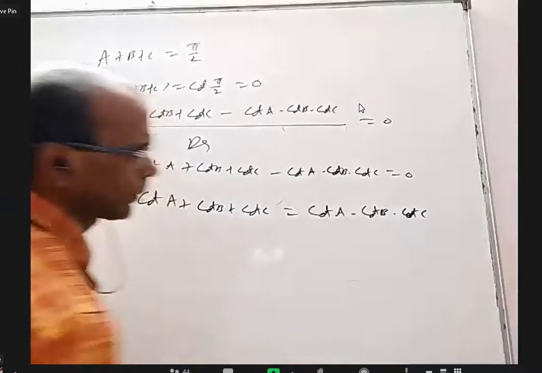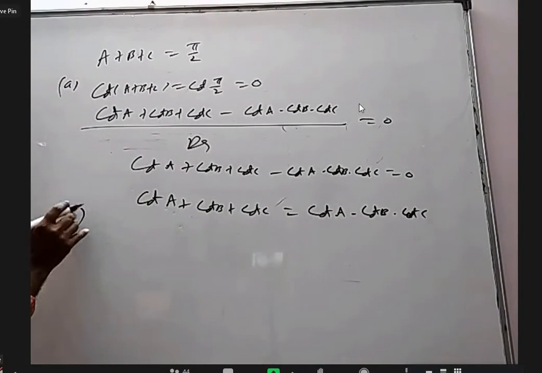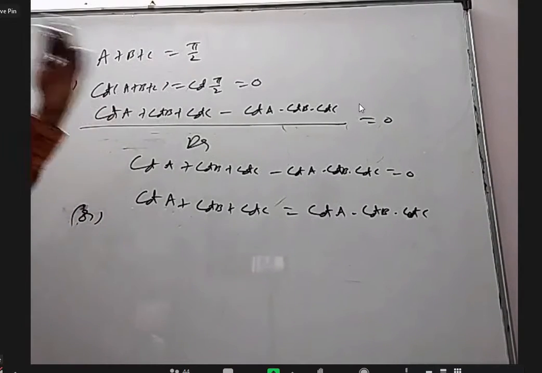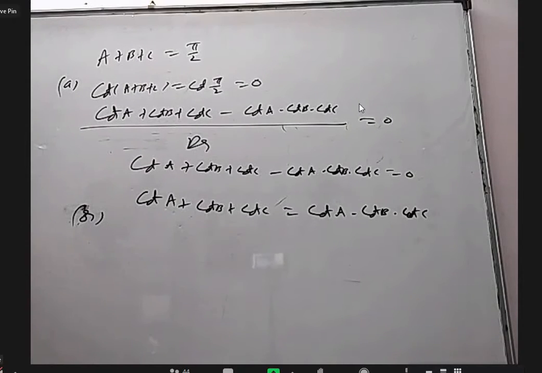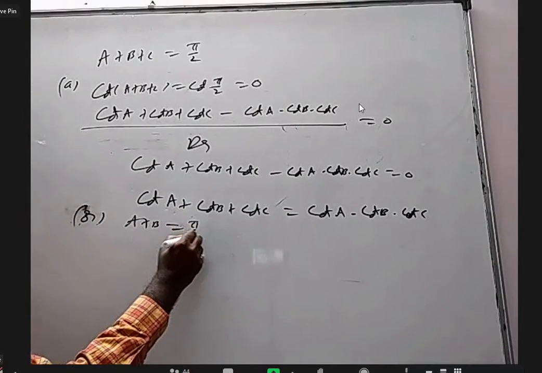You will get cot a plus cot b plus cot c is equal to cot a into cot b into cot c. So similar to when a plus b plus c some property, we'll apply tan like that. Yeah, when it is 180 degrees, we applied tan, we got some result. We applied cot, we got one result. The same way it is for 90. Yeah, otherwise, you can see that side, you can write a plus b equal to pi by 2 minus c.